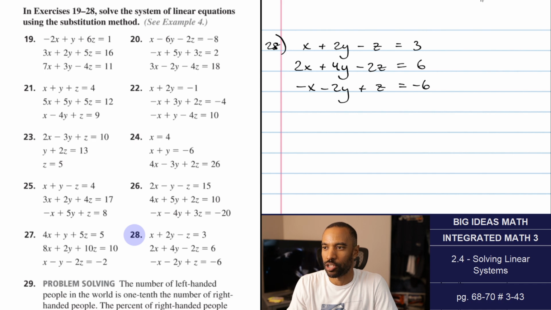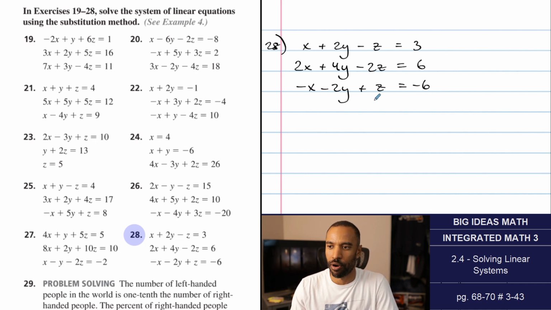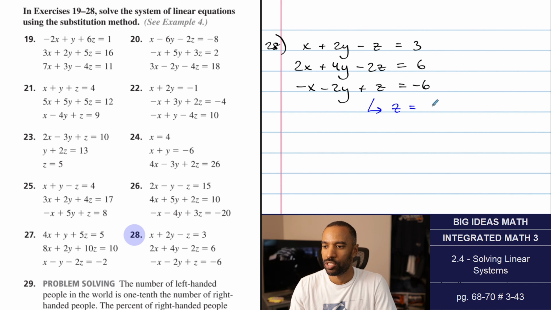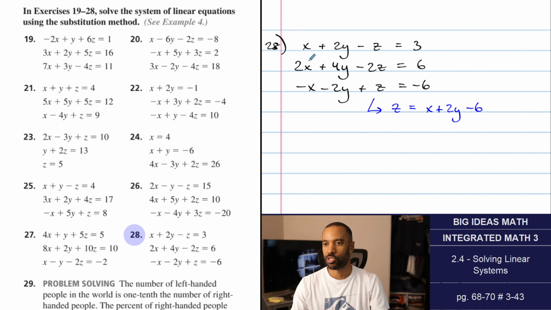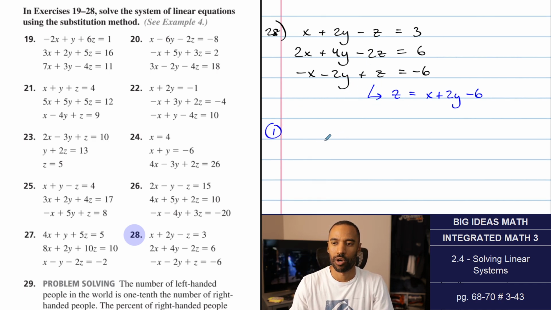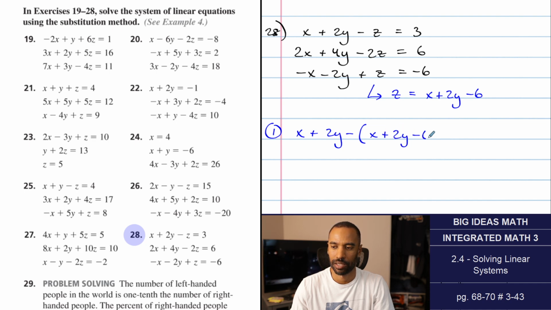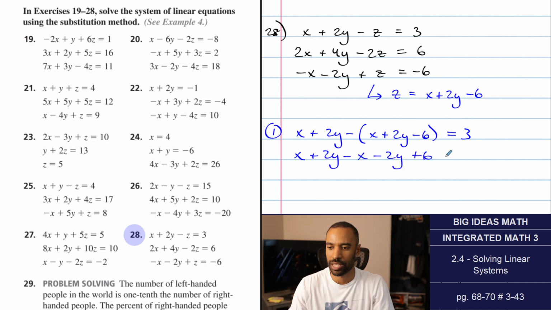let's get the bottom equation by itself for z. That'll be straightforward as far as things go. That'll be z equals, oh, that's a negative 6 though. Okay, that's going to change some things up. Z is x plus 2y minus 6. All right, let's substitute those into these two equations and just see what happens. So in equation 1, we'll get x plus 2y minus z equals 3. Now distribute that: negative x, negative 2y, and plus 6.